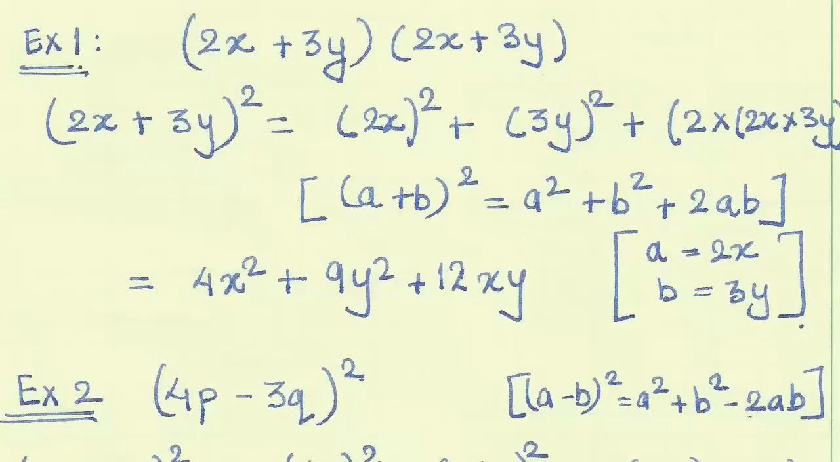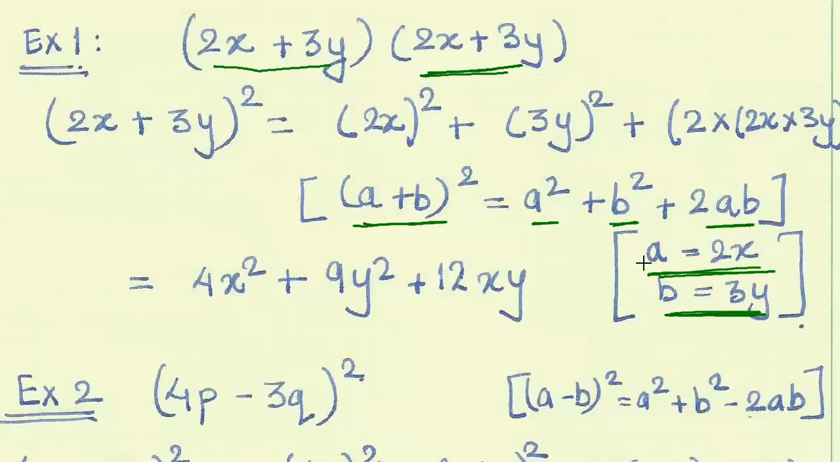So here is the first example that we have. We are given 2x plus 3y multiplied by 2x plus 3y. Now you can use the identity (a plus b) whole squared is equal to a squared plus b squared plus 2ab. And so what will you put for a? So a becomes 2x. I've shown it over here. a is 2x and b is 3y. So if you substitute a equals 2x, b equals 3y, we get this, right?